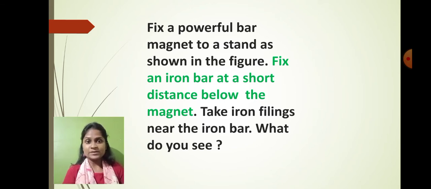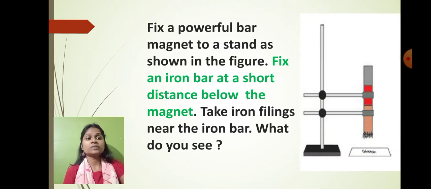So you can see, students, to see the next property of the magnet, what we are going to do: we have fixed a powerful bar magnet to a stand, and we have fixed an iron bar at a short distance below the magnet. So that means we are using two materials in this case. We are using a bar magnet and secondly we are using an iron bar. Okay, so can you see that over here? This is the magnet and below the magnet we have placed an iron material, right?